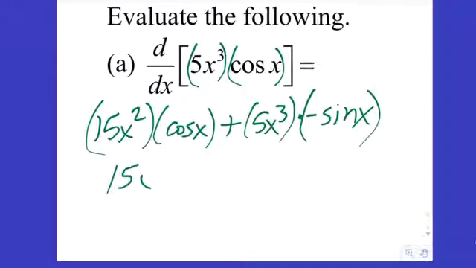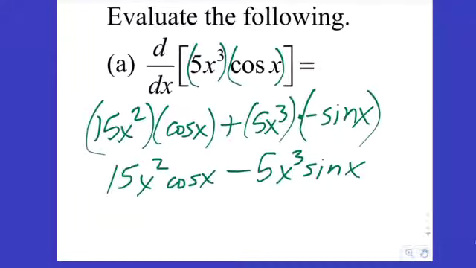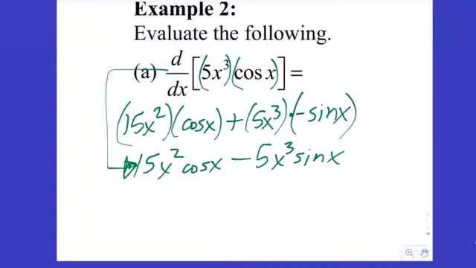Which now, if you simplify, you get 15x squared cosine of x. That becomes a minus 5x cubed sine of x. So if you can go straight from here to here, that's fine. I hope that with a little practice you can go straight to there and you won't have to rewrite.